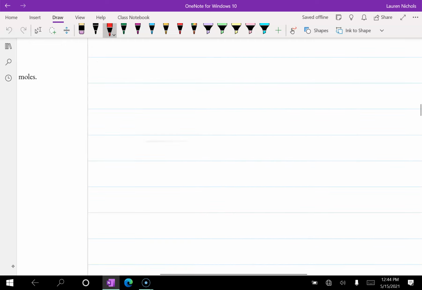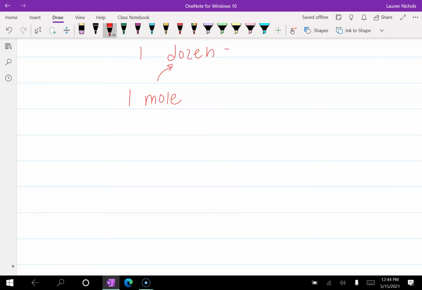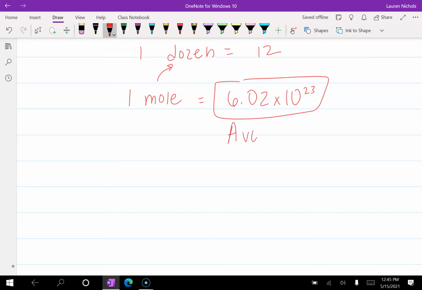So as a quick review, remember we've been talking about the mole and what the mole is. And remember, it's kind of like the word dozen. How 1 dozen is always equal to 12 of whatever you have. 1 mole is always equal to 6.02 times 10 to the 23 of whatever you have. And so this number is called Avogadro's number because Mario Avogadro, he was the guy who figured out what this number was supposed to be.